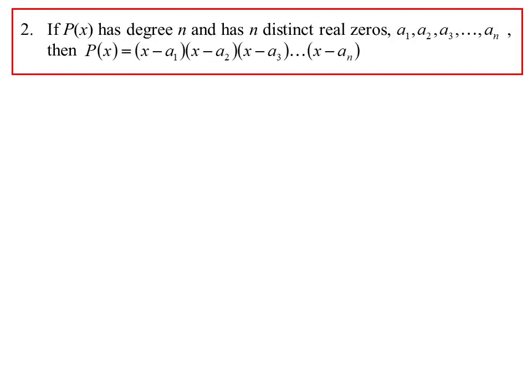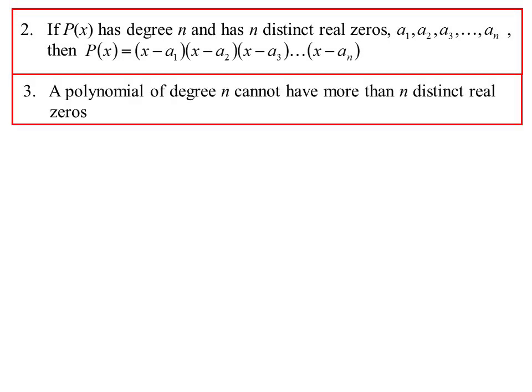So take that a step further. If we know it's of degree n, and then we've got n distinct zeros, then we must have the complete factorisation, because you can't have more zeros than the degree. Alright, so a polynomial of degree n cannot have more than n.